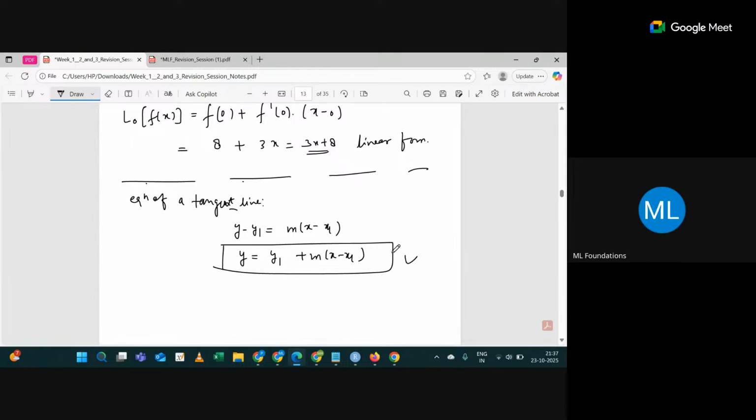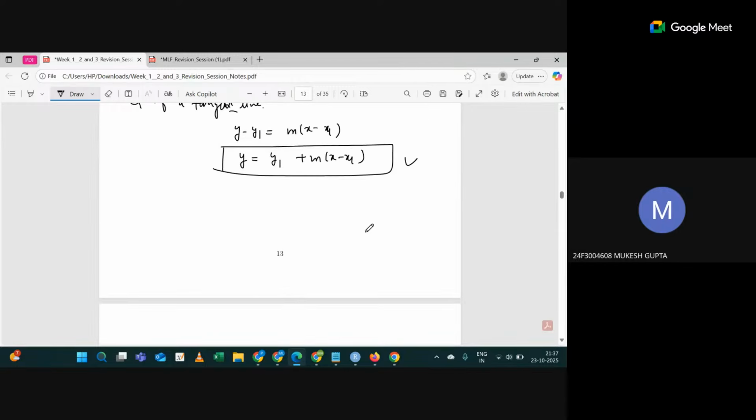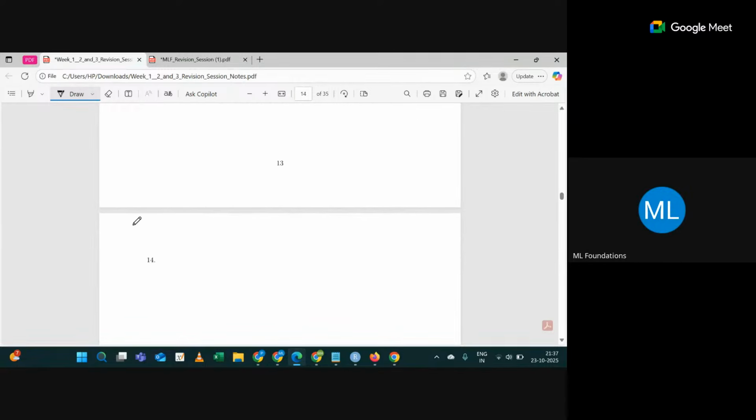What about higher order approximation? For linear only it is applicable. This is linear only. For higher order approximation, we use the Taylor series. First of all, what is the linear approximation we have done?